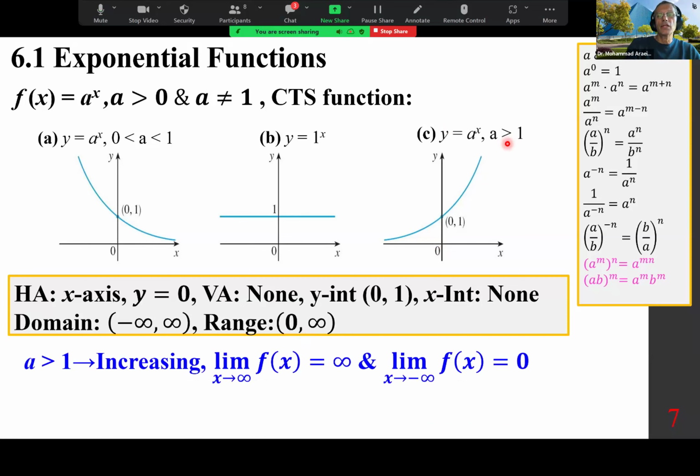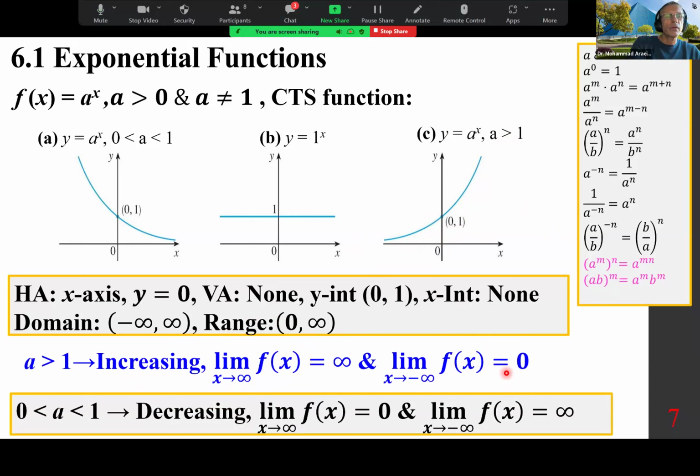In the case where a is positive, it's an increasing function, the exponential growth. As you can see, the limit of f of x as x approaches infinity is infinity, meaning the first quadrant, the end behavior. As x goes to infinity, so does y. On the other hand, as x goes to negative infinity, we end up with 0. And this is actually the definition of a horizontal asymptote in calculus.